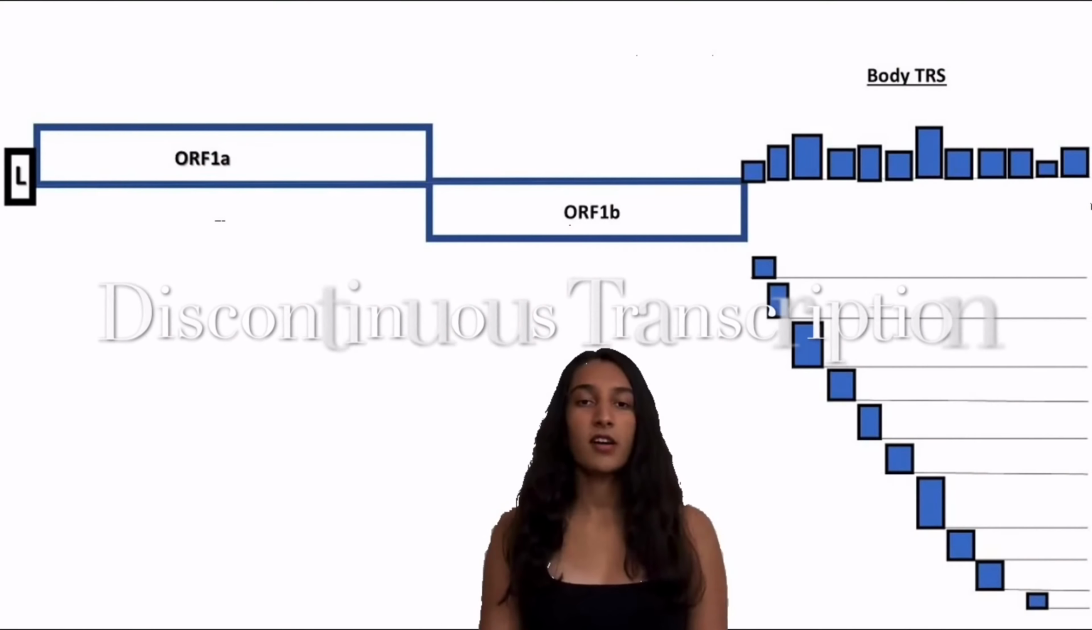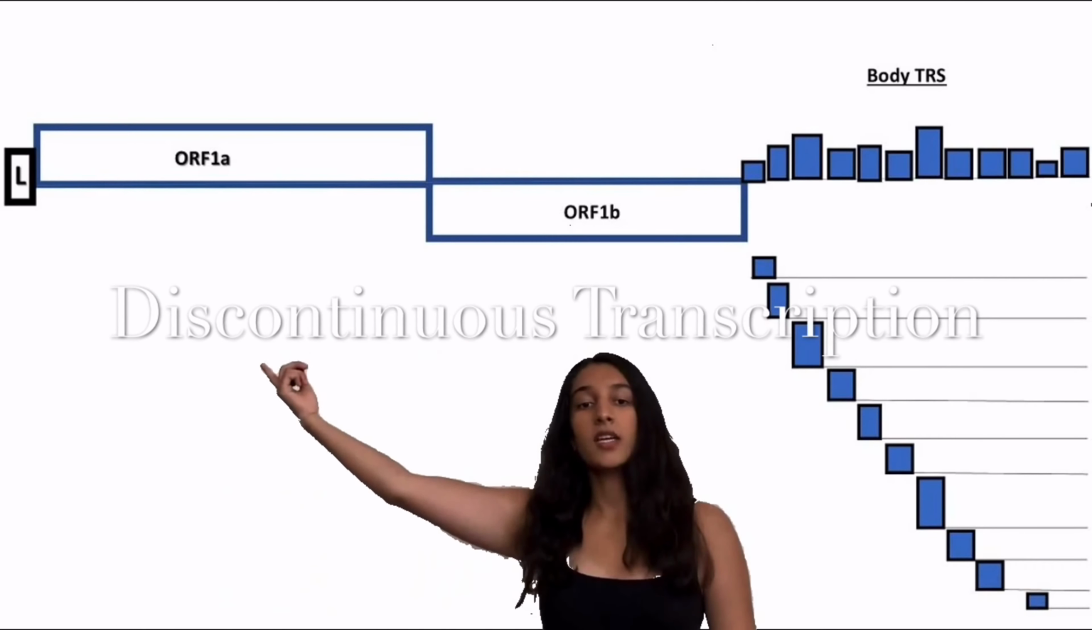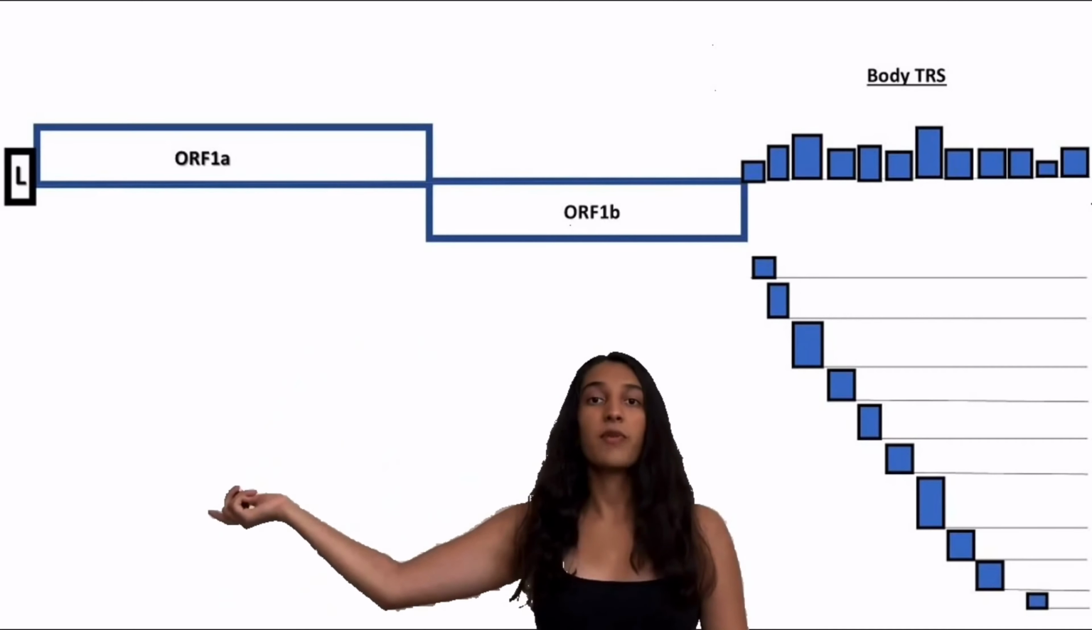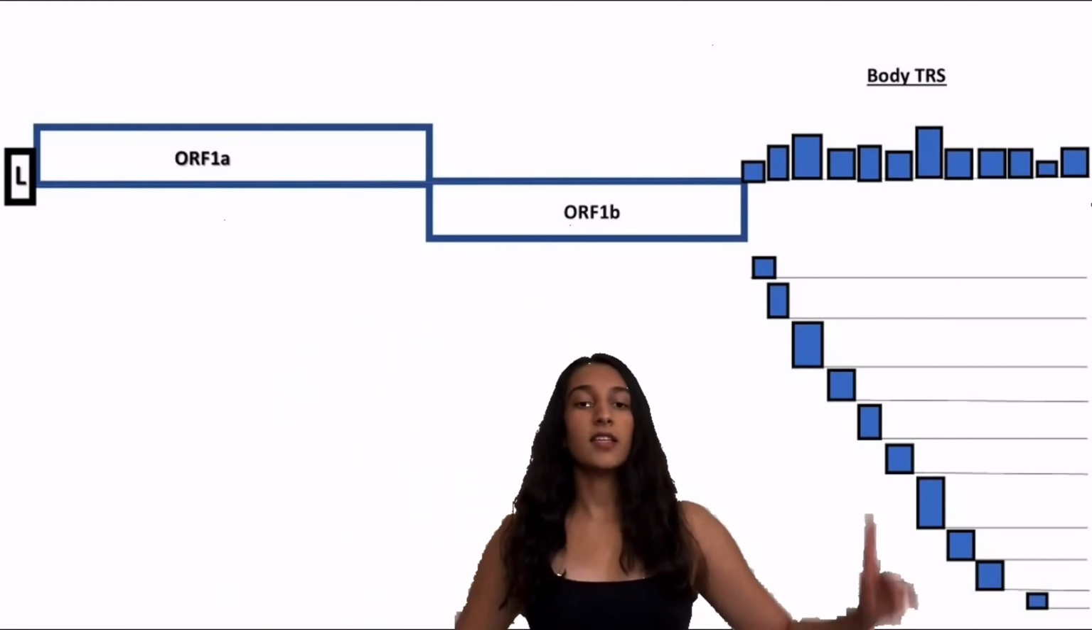RNA polymerase, an enzyme produced by the sense genomic RNA to transcribe this antisense RNA, binds the genomic antisense RNA. There is a leader sequence called the TRS. This is followed by the region that codes for the replicase proteins, and lastly, the body TRS.